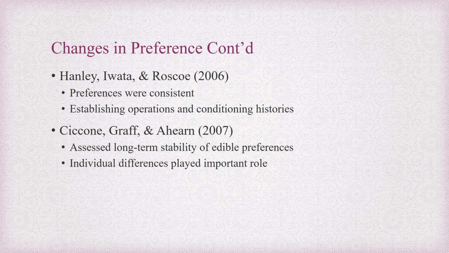Whereas the previous studies focused on leisure activities, Sisson, Graf, and Ahern examined the long-term stability of edible item preferences. During Study 1, the edible preference assessments were conducted 6 months apart, and during Study 2, the preference assessments were conducted 12 months apart. While there were still individual variations in stability, the most and least preferred edible items were more stable across time than the leisure item research studies.